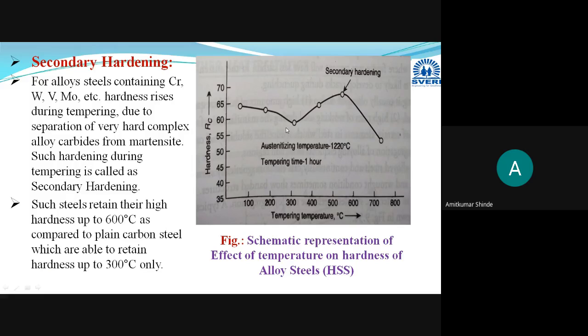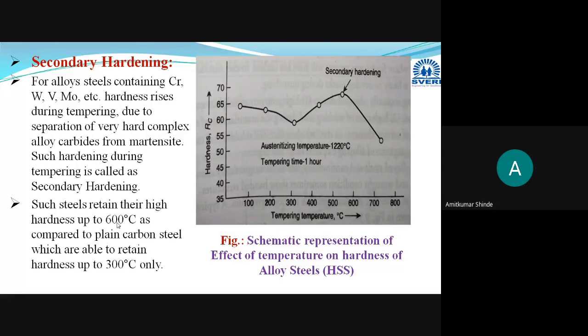During the tempering process, hardening takes place due to the separation of carbides, due to the presence of alloying elements like chromium and tungsten. It is termed the secondary hardening process. Due to this secondary hardening, these types of steels will provide very high hardness even in the 600 degrees Celsius temperature zone. So this is secondary hardening.